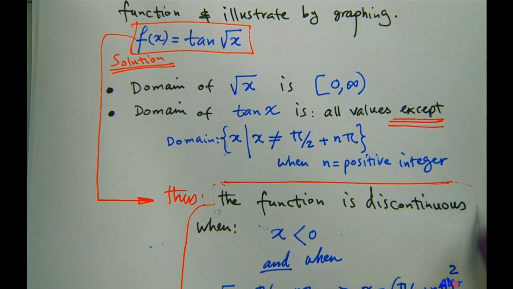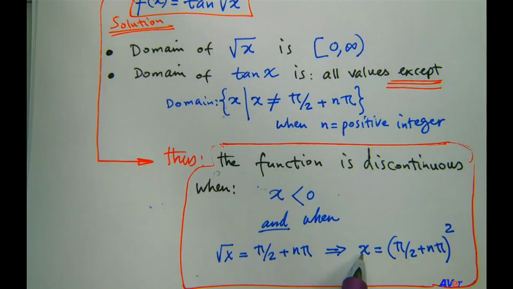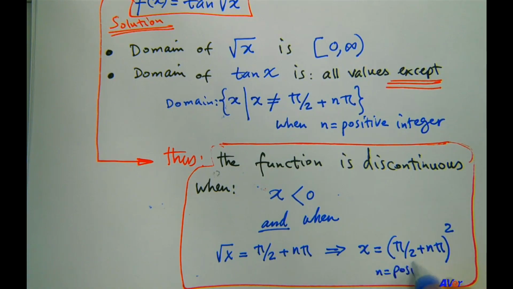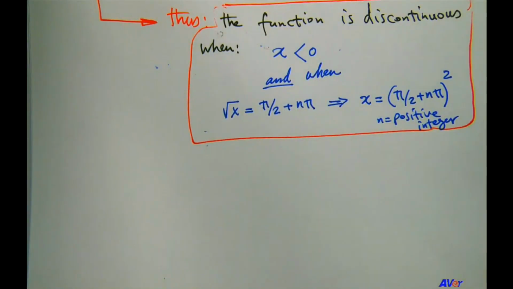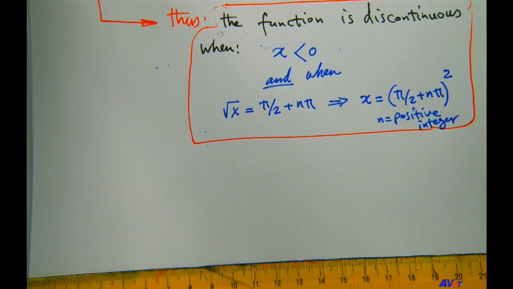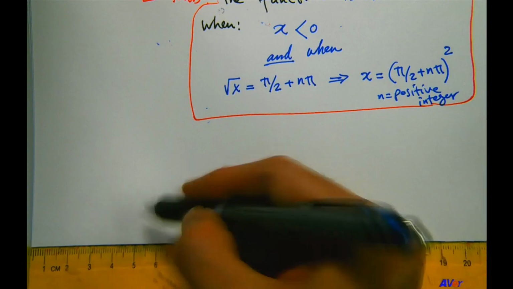at these points, at any x value that is negative, and also any x value for which we have pi over 2 plus n pi, where n is, once again, a positive integer. So they ask us to graph this also. We can do that. So let us do that here.